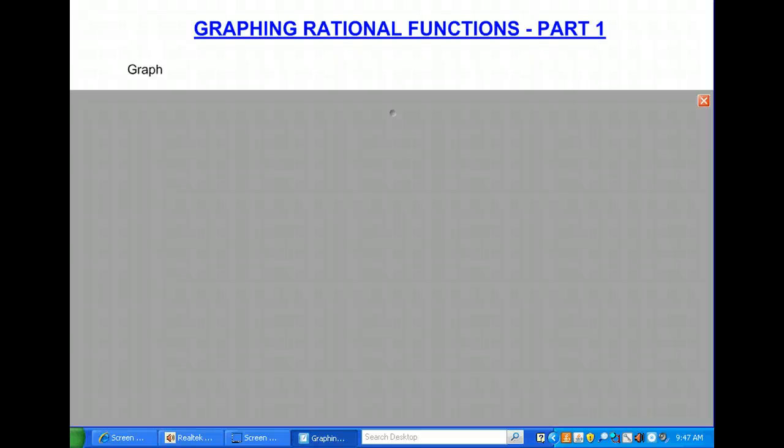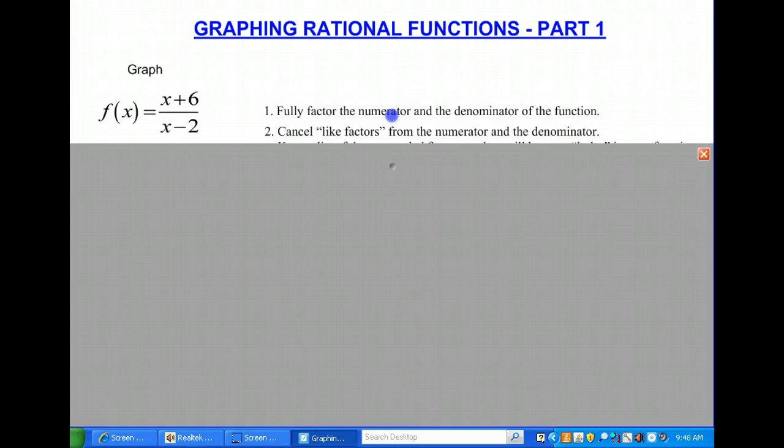Today we'll learn how to graph rational functions. This is part one, so we'll be doing an easier rational function. The one we'll be doing today is f of x equals x plus 6 over x minus 2. In our first two steps, it won't really apply to this function because it's a very simple one.